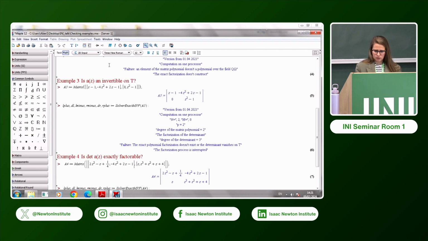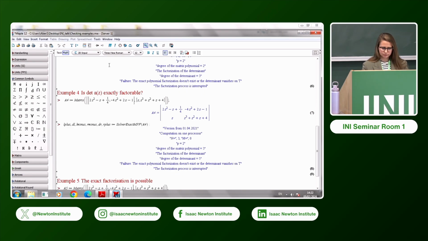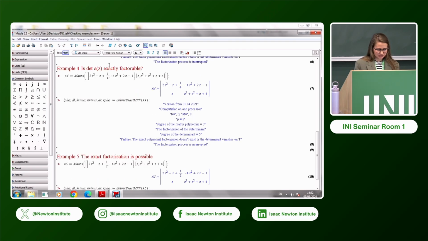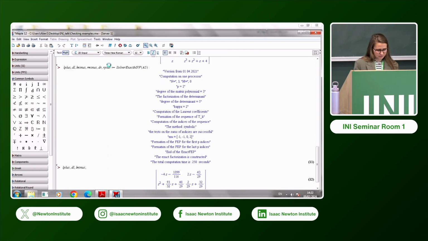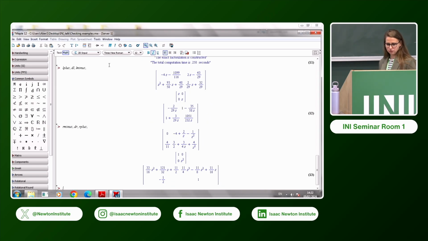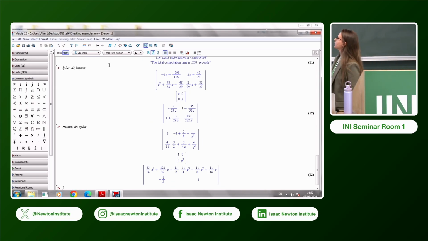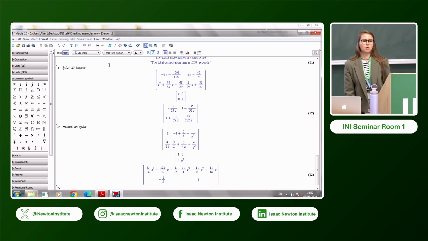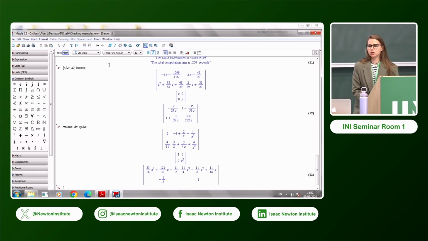So the next example, I think it is our second example from the slides. And here again we don't have the factorization, and let's finish with a good one. So this one is our first example from the slides, and you can see how fast the package did it.